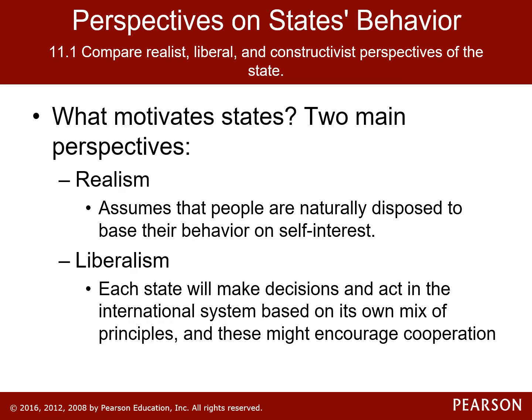The view of liberalism, which is distinct from what you think of liberal view of politics, or progressivism, different liberalism here, says that each state does make some decisions based on their own self-interest, but also they have some altruistic or more international principles. They see themselves as part of an international system, and they want to build a more peaceful, more cooperative international system. So it's kind of a mix of self-interest, but also a desire to see a more efficient, more peaceful international community as well.